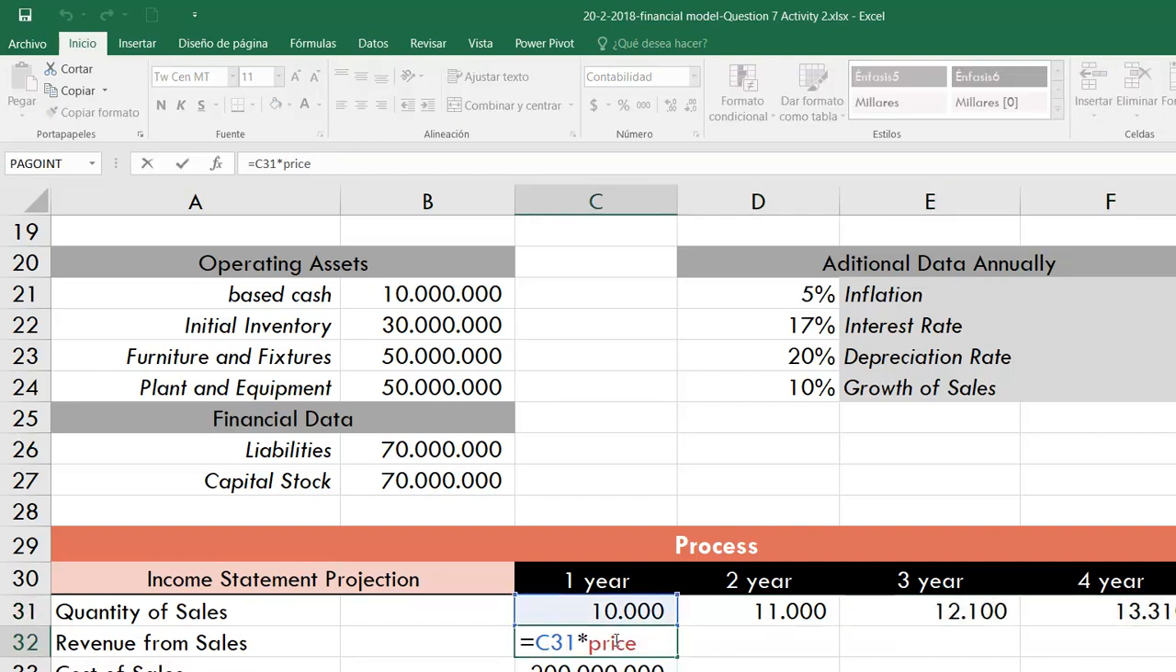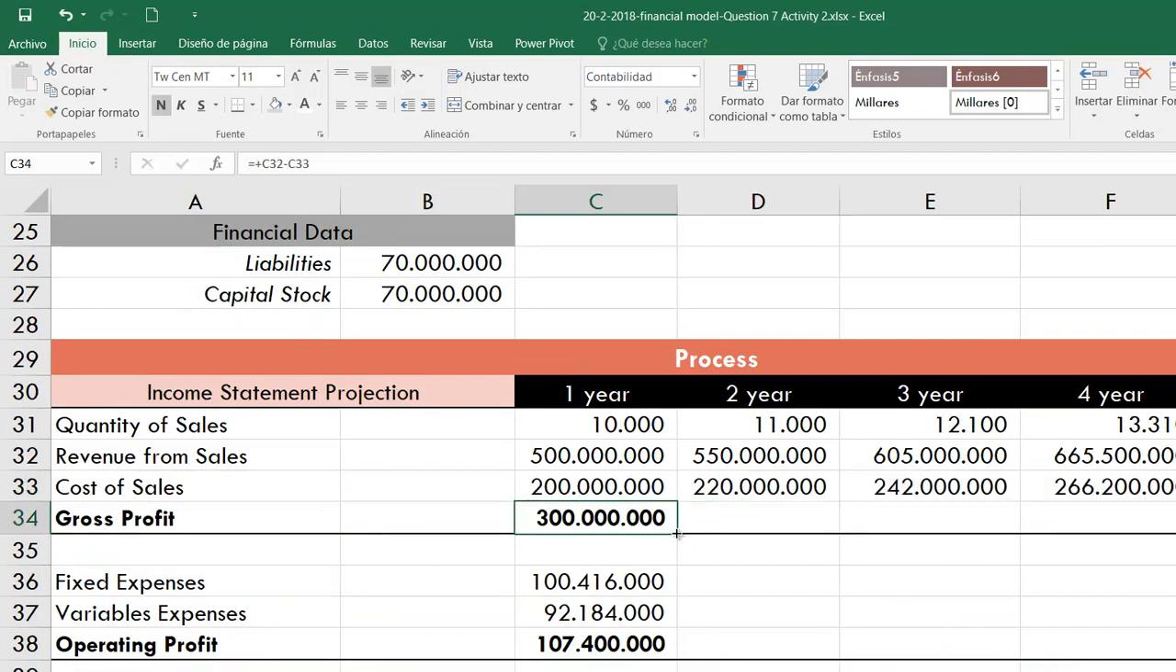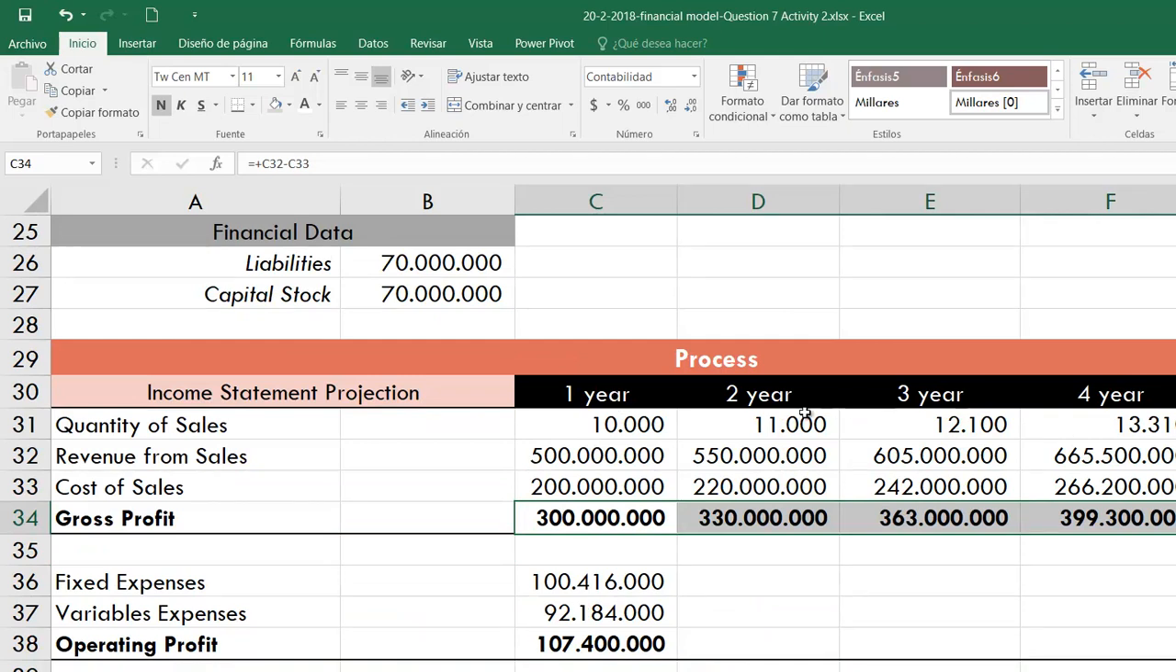My revenue is this quantity times price. And in this model, the prices stay the same. We don't increase the price nor the cost, which is established at 20,000 for the whole 5 years. And then our gross profit should increase every year because there is an increase in the quantity.